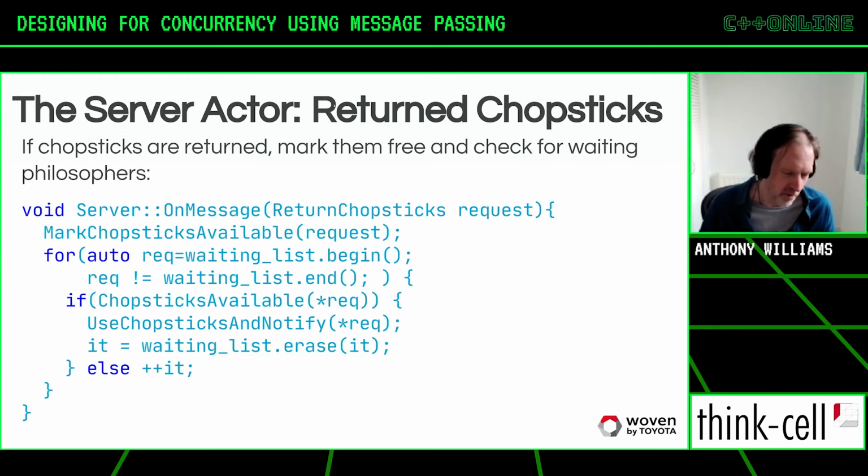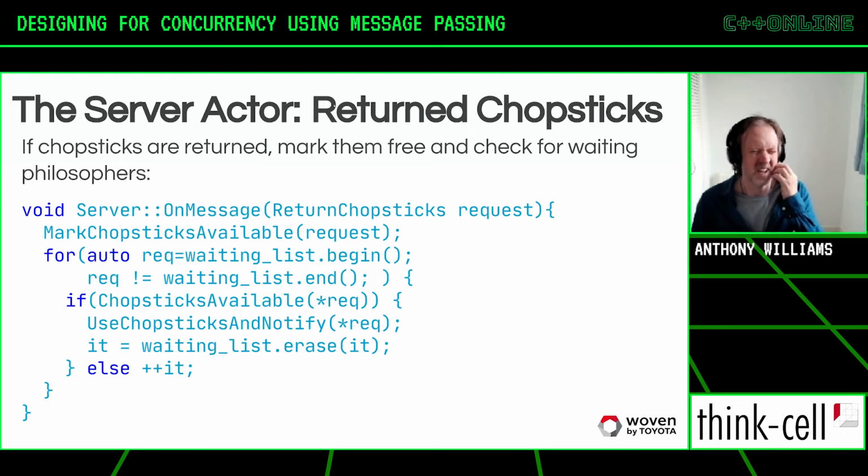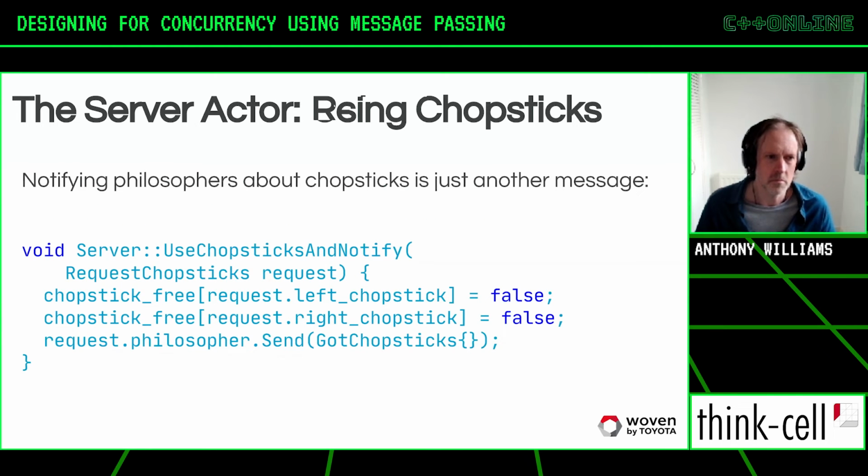So we can go through the whole waiting list when we get back the chopsticks, and notify all the waiting philosophers, which, well, it's only going to be two of the waiting ones, but you could optimize this to say, well, who could be waiting for each chopstick? But the simplest way to code it up is nice and clear, and then anything else is an optimization. So notifying philosophers that they've got the chopsticks is just sending them a message. But we do need to keep track of whether or not the chopsticks are free. So we have our map for that.